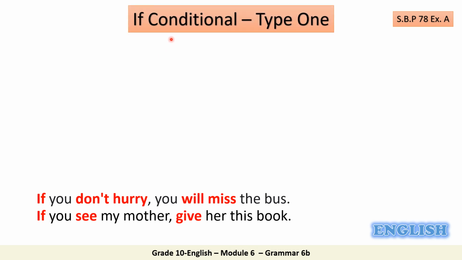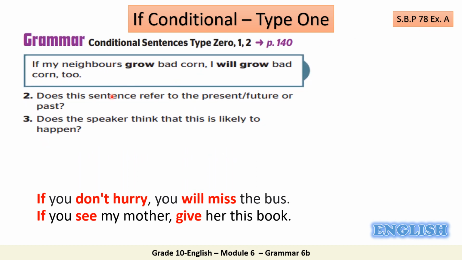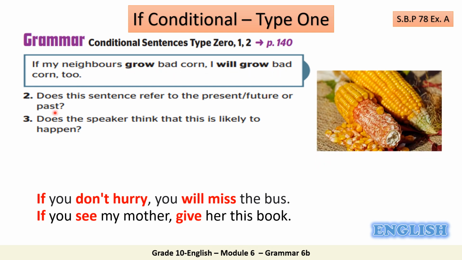And now, let's go to if conditional type 1. Student book page 78, exercise A. Let's read this sentence and try to answer these two questions. If my neighbors grow bad corn, I will grow bad corn too. Now, does this sentence refer to the present and future or the past? Question 3. Does the speaker think that this is likely to happen? Now pause the video for a while, reread this sentence, and try to answer these two questions.